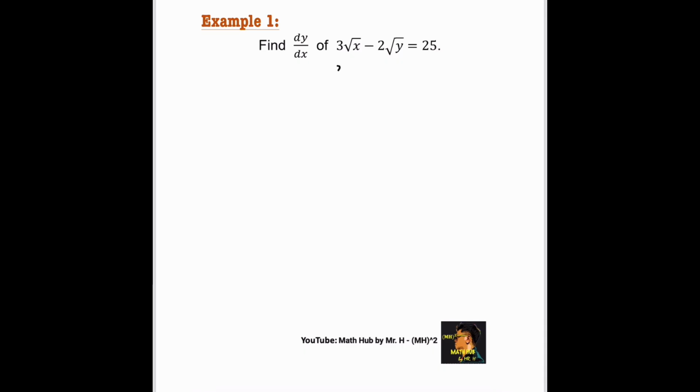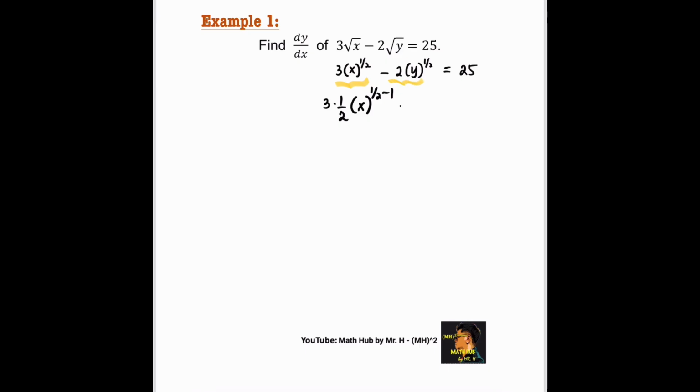Alright, so what you can do first is to rewrite this term and this term first into exponential form. So this will be 3 times x to the power of 1/2 minus 2 times y to the power of 1/2 equals 25. Alright, so we get the derivative of each term first. So we begin with this one. So we're going to be applying the power rule. So we'll have 3 times 1/2, then copy the base x, and for the exponent it will be 1/2 minus 1.